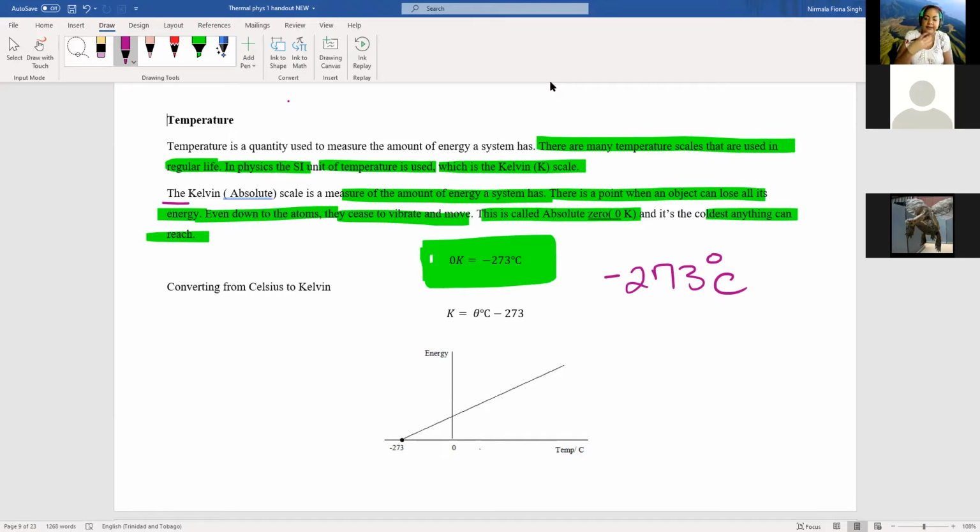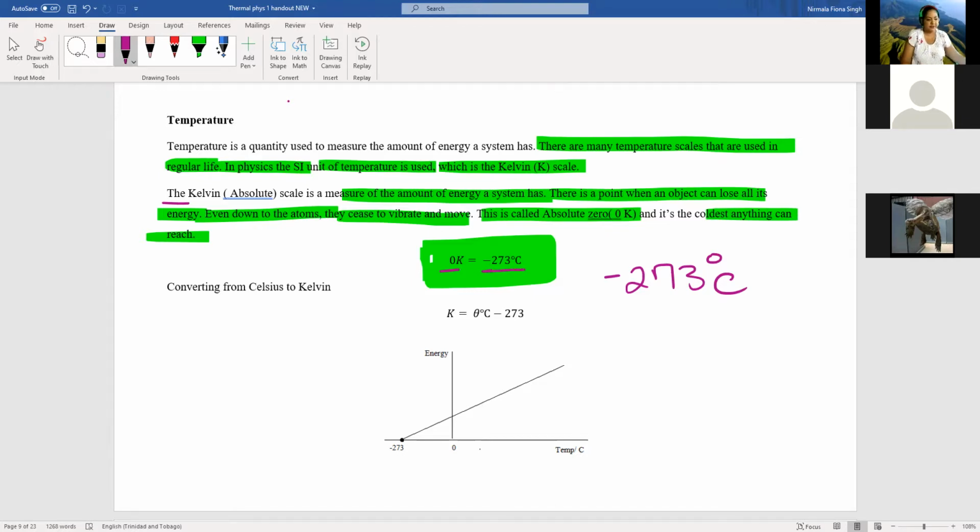Now, theoretically, it is possible to reach minus 273 degrees, but to actually pull all of the energy out of an atom, to make every single particle stop moving, is still impossible right now because we don't have the technical know-how. So 0 Kelvin is equal to minus 273 degrees Celsius.